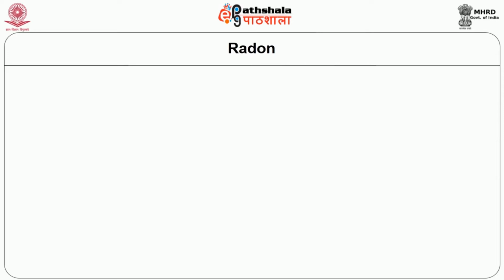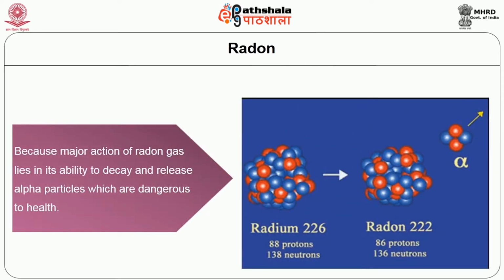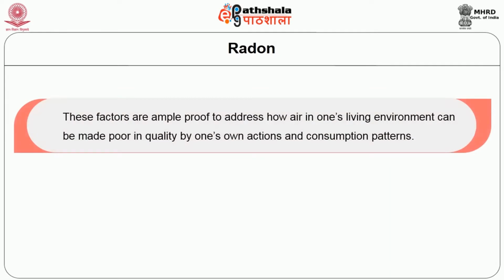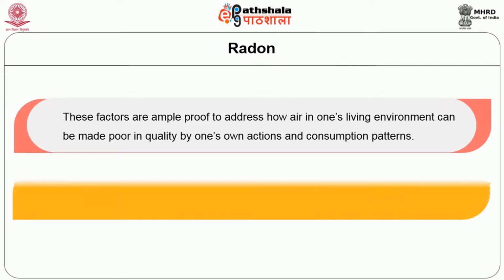Why is it considered harmful? Because the major action of radon gas lies in its ability to decay and release alpha particles which are dangerous to health. Now, have you understood how dangerous it is? These factors are ample proof to address how air in one's living environment can be made poor in quality by one's own actions and consumption patterns.